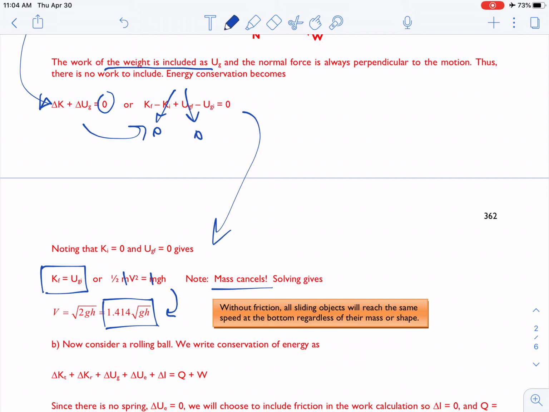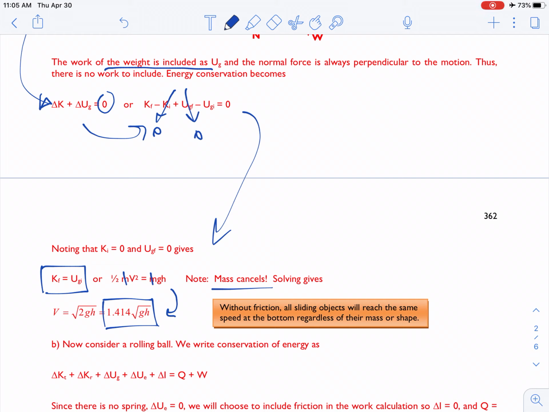That may not be very intuitive because that's not what happens in real life, right? Because things rotate and spin instead of sliding on frictionless surfaces most of the time. I think that's an important part. Again, without friction, all sliding objects will reach the same speed at the bottom, regardless of their mass or shape. That's what we see from this equation.